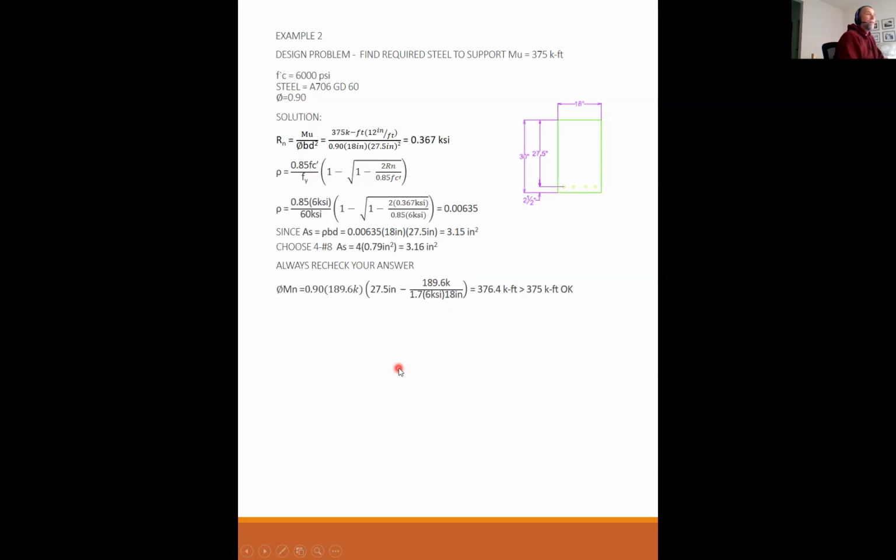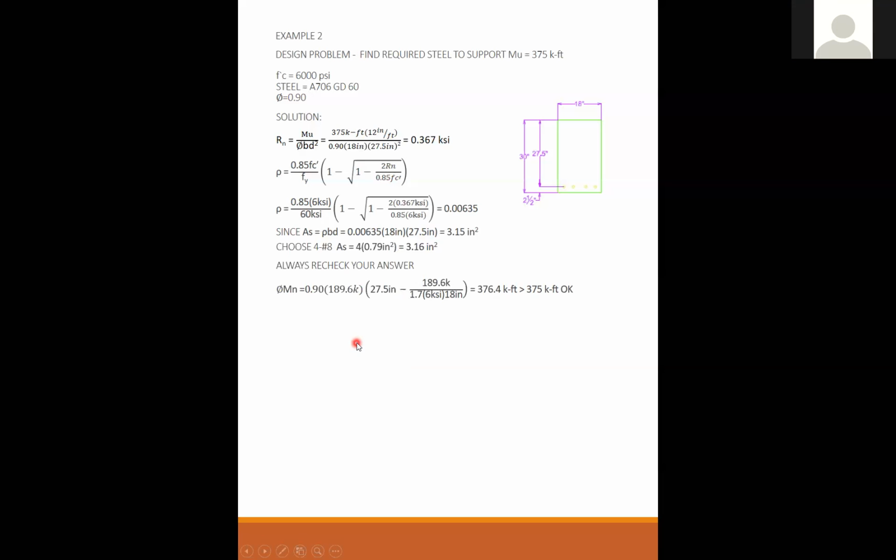Professor, in practice, will you know phi to be 0.9 that way? It most of the time is. Okay. How do you know to start with the Rn equation as opposed to the rho equation? Well, if you start with the rho equation, you can't go anywhere because you don't know what Rn is. Rn is in the rho equation, so you have to start with Rn.